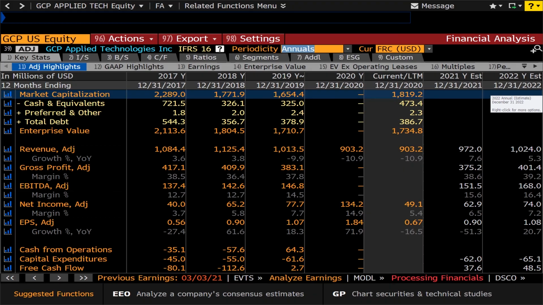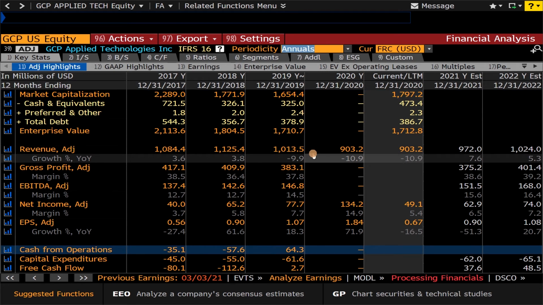Continuing on with our bottoms-up analysis of GCP Applied Technologies, we're going to take a look at the company financials by using the FA function in Bloomberg. Within the FA function, there are multiple tabs that you can look at. We'll walk through most of the tabs in this video.